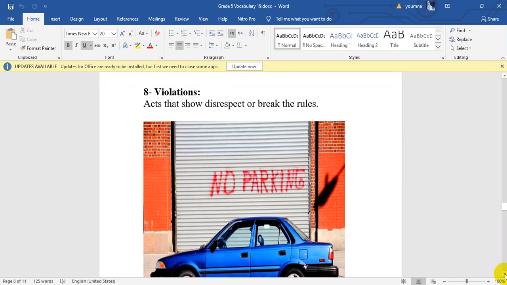Number 8, the word violations. Violations is from the word violent. So it's something with no respect. It's something that doesn't have any politeness. So acts that show disrespect or break the rules. Okay, for example, it's written here on the shop, no parking, but the man parked his car and he didn't care about this banner or what was written. Okay, so violations, acts that show disrespect or break the rules.